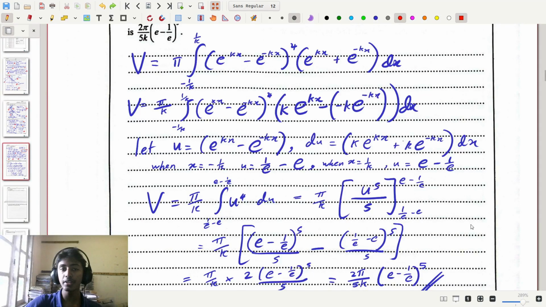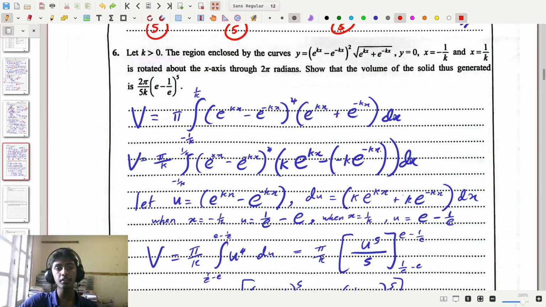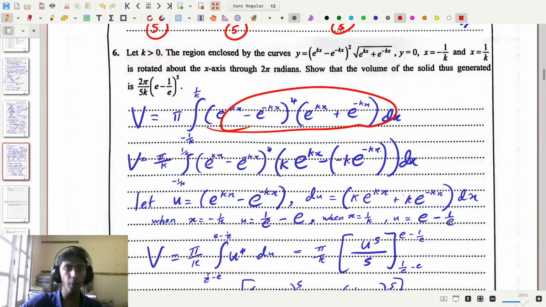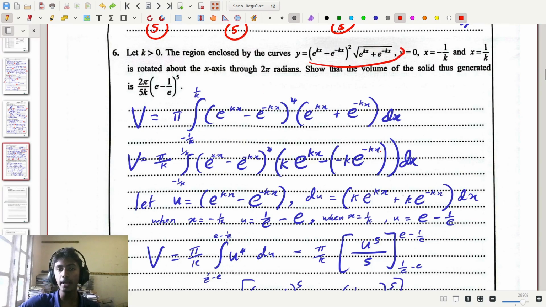Now finally, if we discuss the marks given for the original writing of this equation here, where you establish that the volume of revolution is going to be equal to this, it's going to be pi times the integral between the limits of this whole function squared, which is important. You need to identify that this function needs to be squared and then integrated with respect to x, and if you identify that, you get 5 marks here.